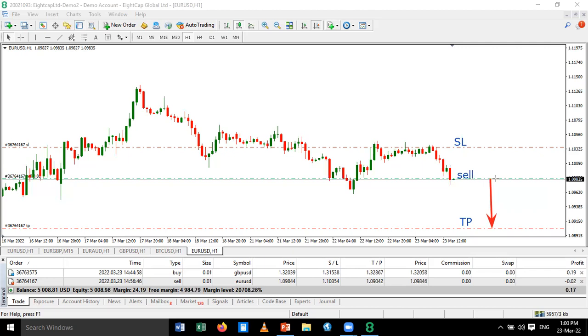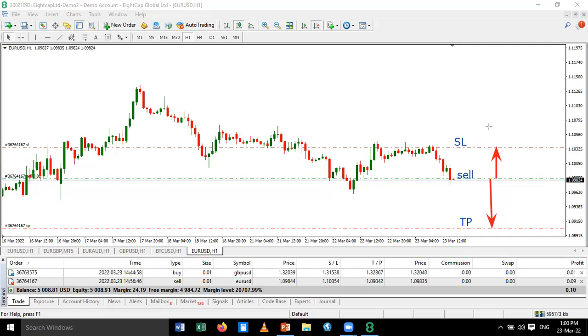Then if the market price goes up against me, I'll be incurring losses. But the good thing is that I've limited my loss to $5. So if I incur a loss of $5, the trade will be closed automatically, and the rest of my balance, my money, will be protected. I've only been able to lose just $5. This is me doing my stop loss and take profit for a sell order.